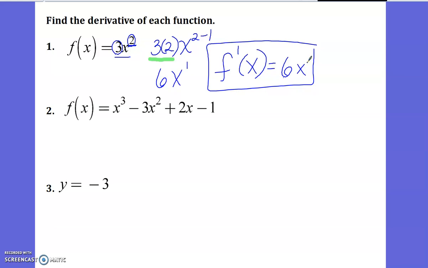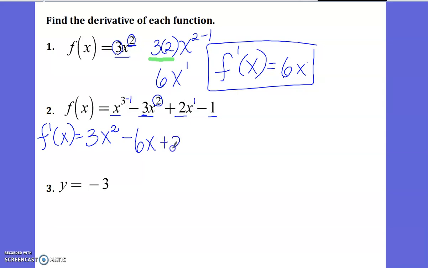For number 2, we just apply the power rule to each term. For the first term, my exponent is 3. I move it out front, and then I subtract 1 from 3 to get 2. Here I move that 2 out front. I have to times it with the 3, so I get 6. And then I take this down by 1, so it just stays x. The understood exponent here is 1.